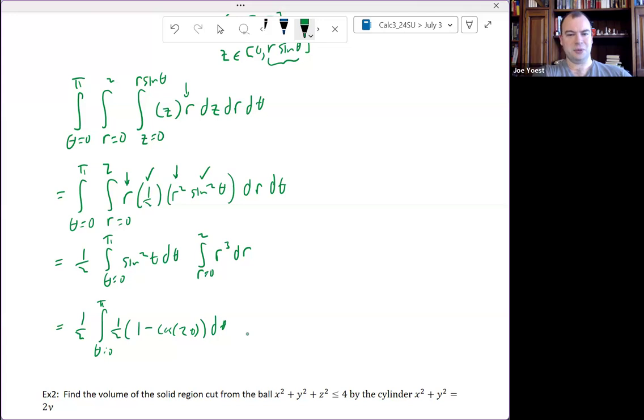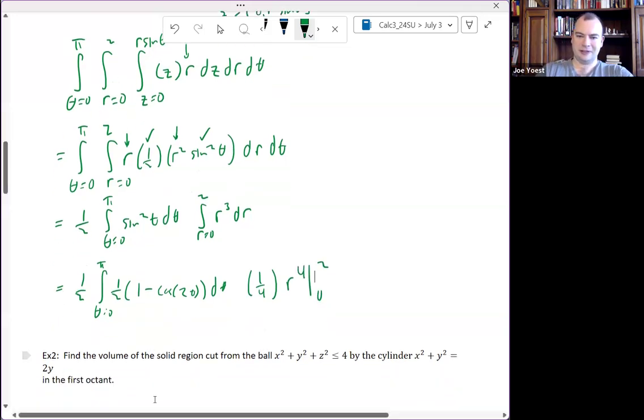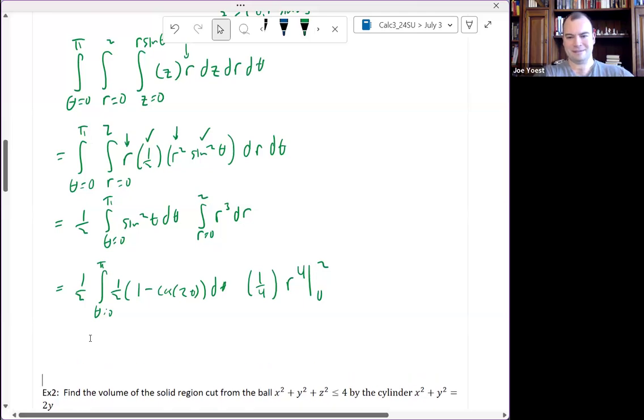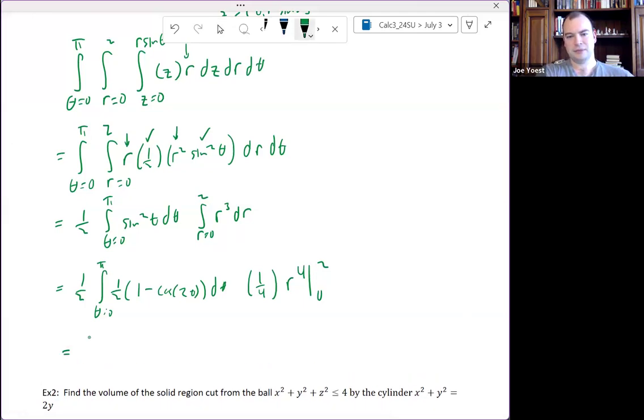I know this is a minus because if I plug in 0, I should get sine of 0, which is 0, and I get 1 minus 1 is 0. So that's how I remember which one of those is plus or minus. And then for my r integral, I should get 1/4 r to the 4th from 0 to 2. Okay, so I guess I get 1/2 times 1/2 times 1/4 is 1/16 times 2 to the 4th is 16.